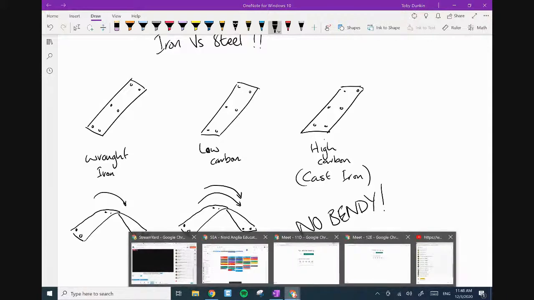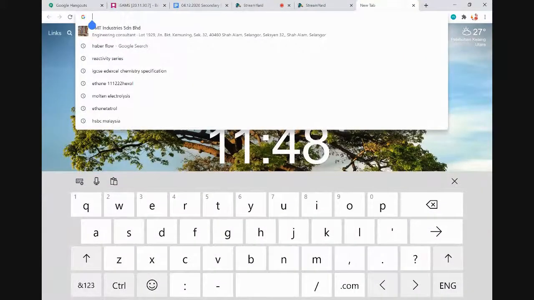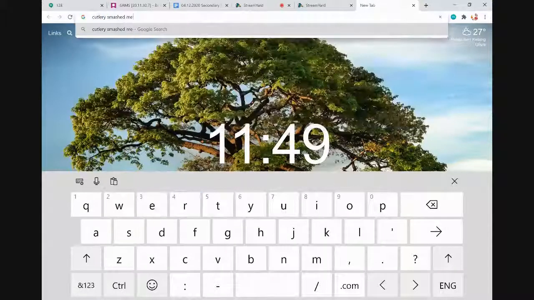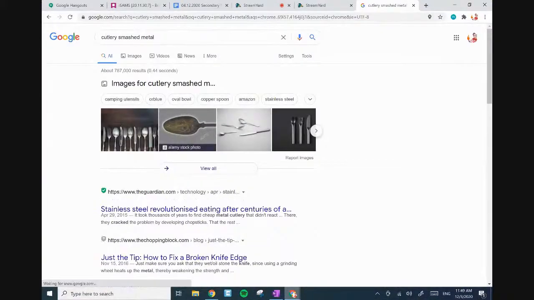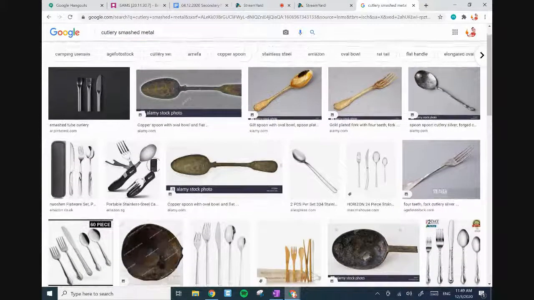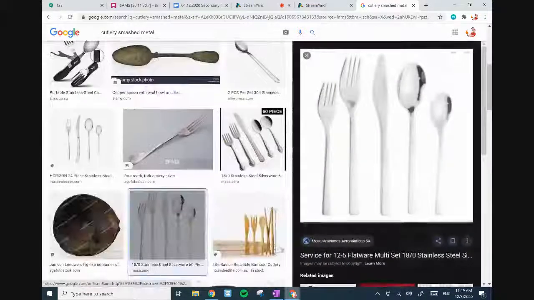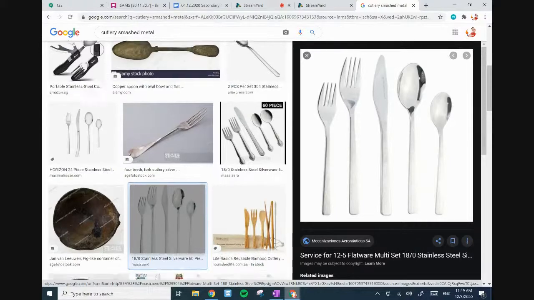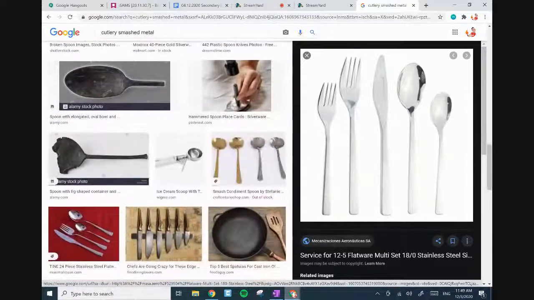Just to show you this as a picture, you may have come across this in IKEA. If you buy stuff from IKEA, you find that the spoons and cutlery are incredibly hard. That's actually low carbon steel. By the way, I have a collection of different forks and spoons from IKEA because they're different examples of the different grades of steel.